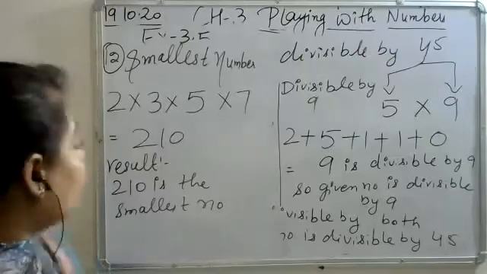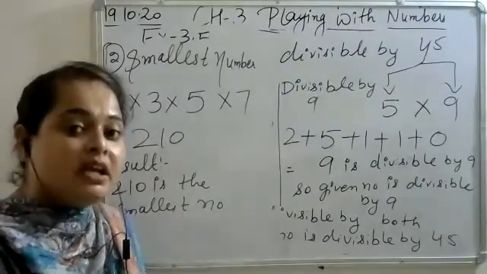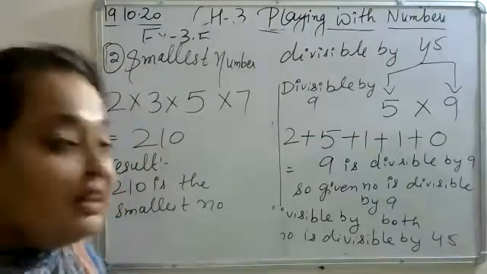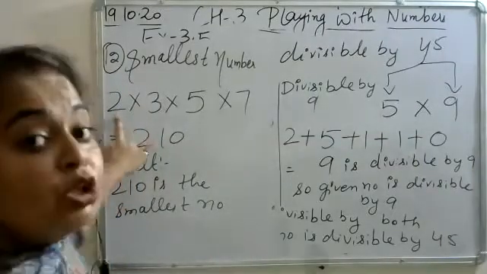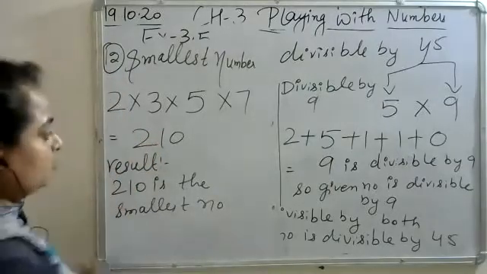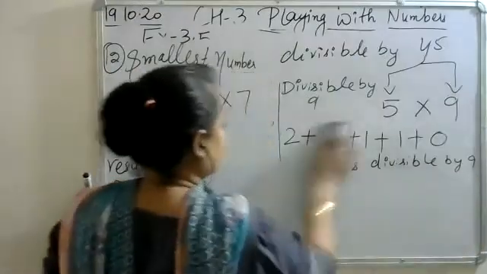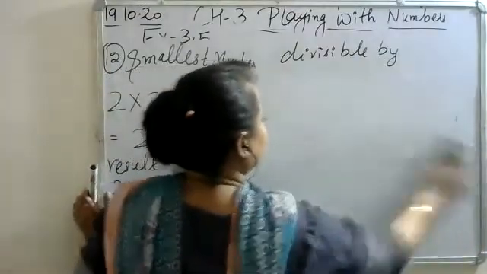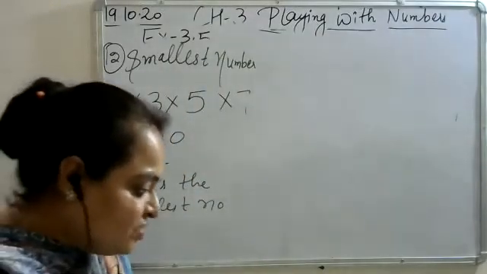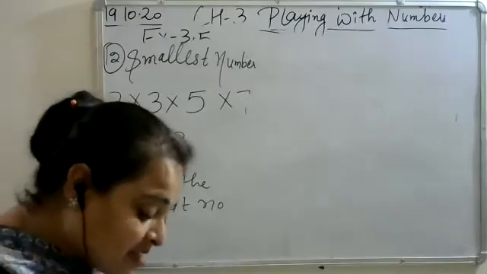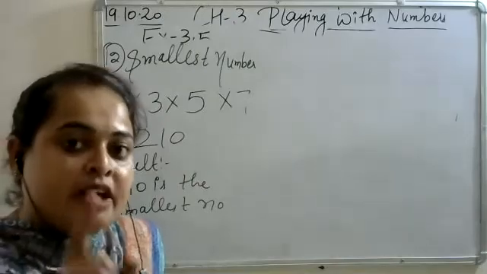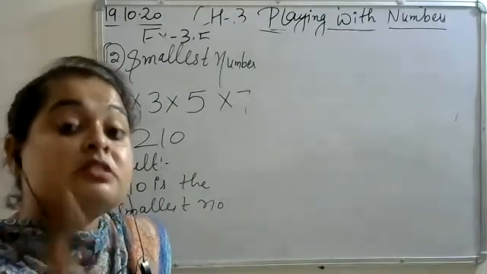Why will we start with 2 here? Not with any other number? Write them in the chat box. Why to solve this sum we will start with the prime number 2, not with any other number? Tell me. Very good. Yes, Chehek. Because the question is smallest number, and you will start with the smallest prime.